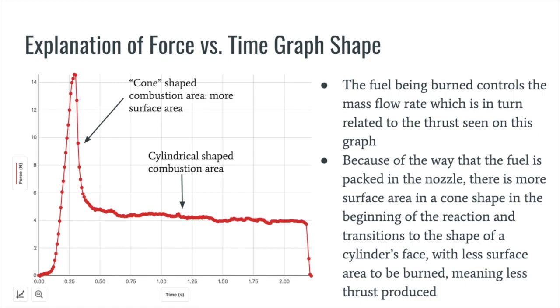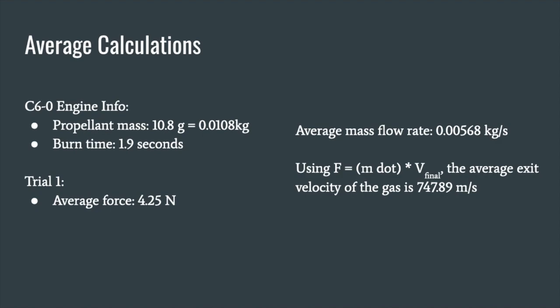As it does, the mass combusted decreases, meaning the mass flow rate and thus the thrust decreases as seen on the graph. Clearly, once the propellant is completely combusted, no more force is produced by ejecting mass. This relates back to why the black powder is compressed. By compressing it, the burn rate and therefore the thrust is more controlled. The following represents our average calculations.